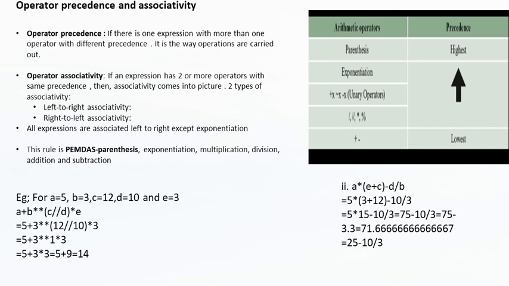So this is operator precedence. This one is the lowest and this is the highest. Addition and subtraction have the lowest precedence. Next, after that, division, floor division, multiplication and modulus will come.